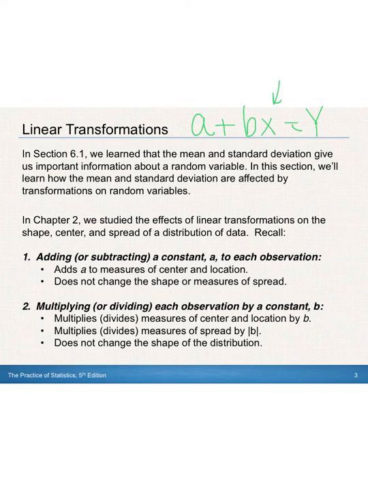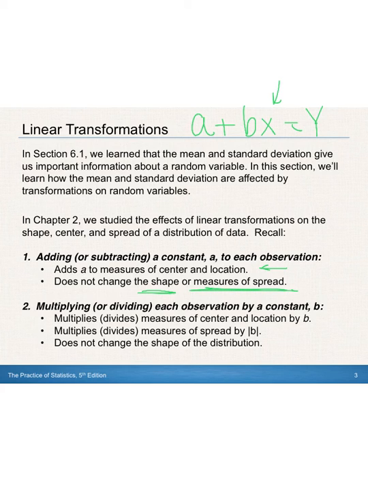What we did find, and we're going to talk about this in class, is that when you add some number to each observation, that affects all of the location measures. The measure of center, the Q1, the Q3, the minimum, the maximum increases by a, or decreases by a if a is a negative number. But it doesn't change the shape or the measures of spread.